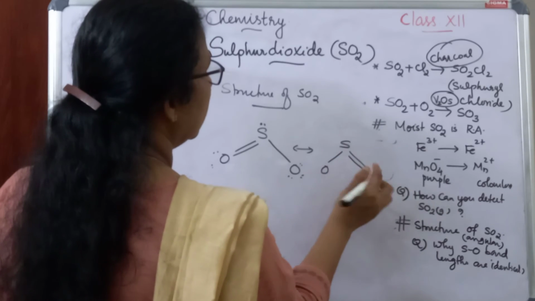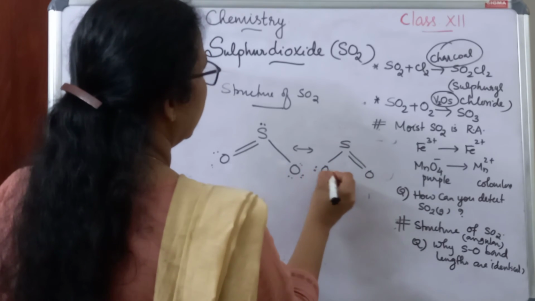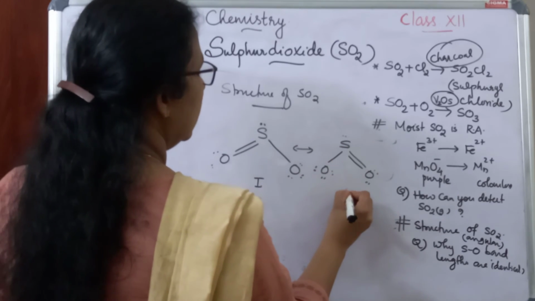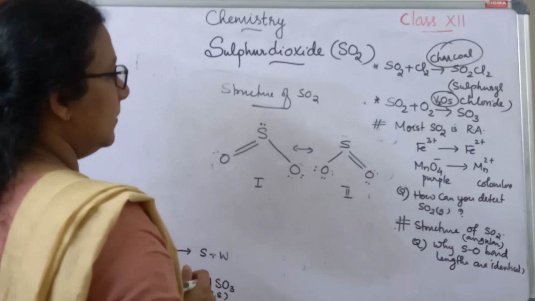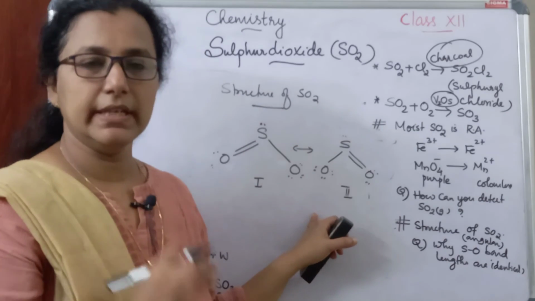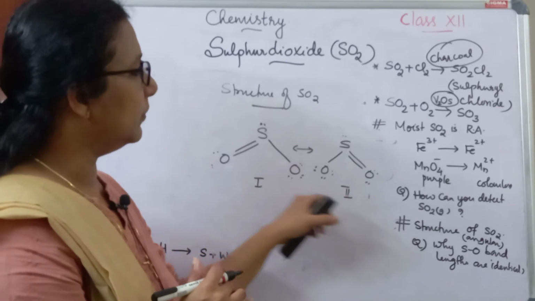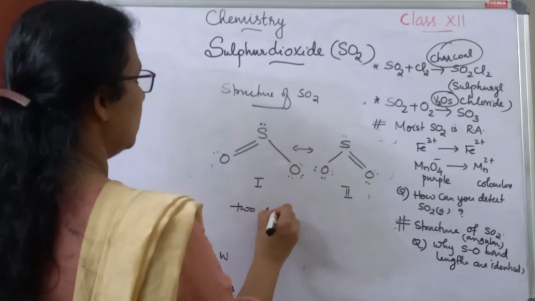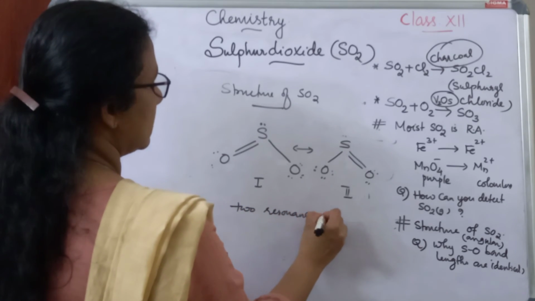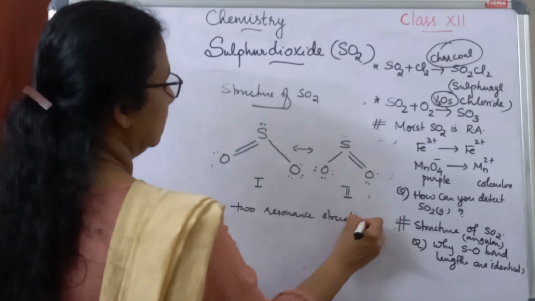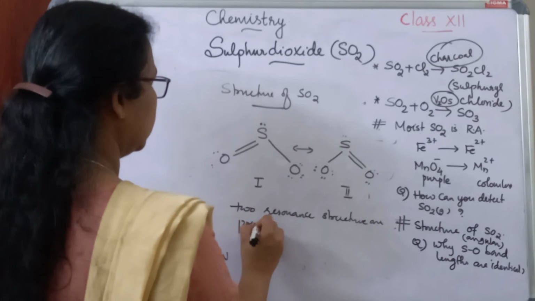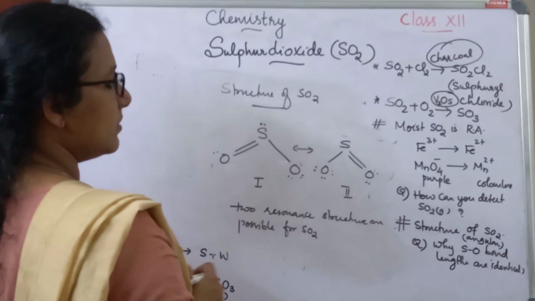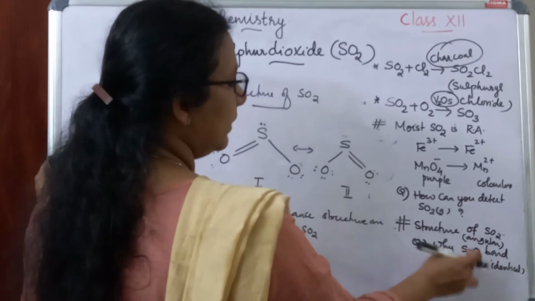Here a single bond, here a double bond. This is the second structure. The real structure is the resonance hybrid of two canonical structures. So two resonance structures are possible for SO2. So we can say the SO bond lengths are identical, as in the case of O3 which we have studied.